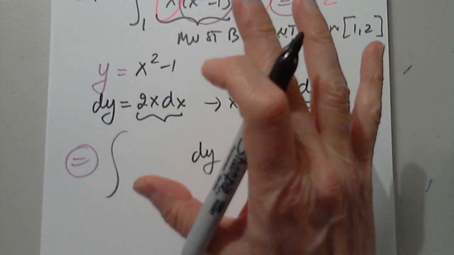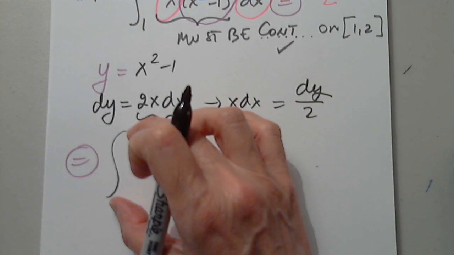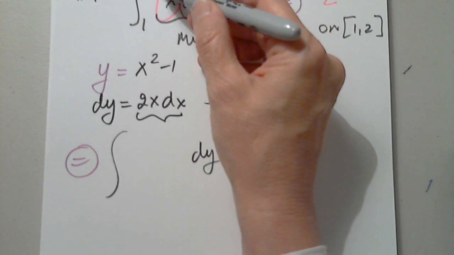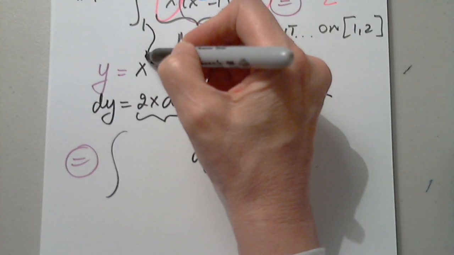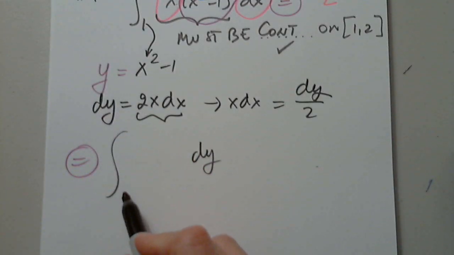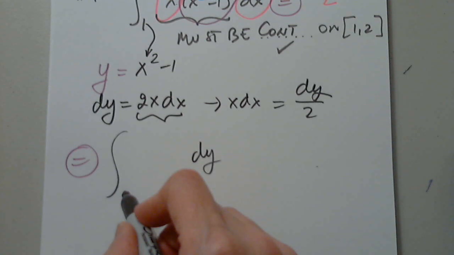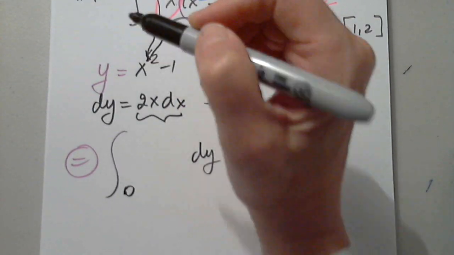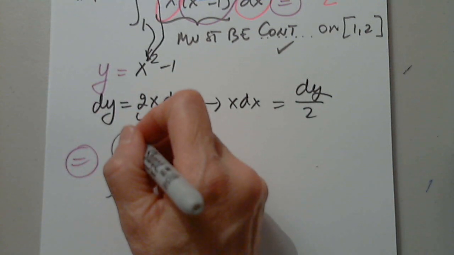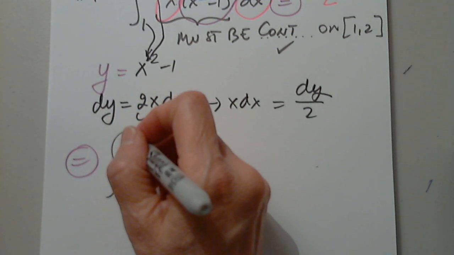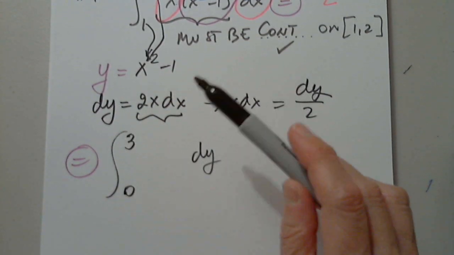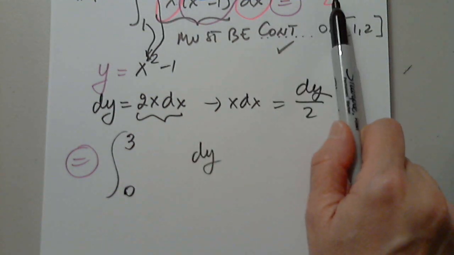That's the difference between indefinite and definite. The limits cannot be the same. This says x goes from 1 to 2. When x is 1, how much is the lower limit for y? I'll put it here. 0. Excellent. When x is 2, calculate, and that will be the upper limit for y. 3. That's it. Now, x dx is dy over 2.